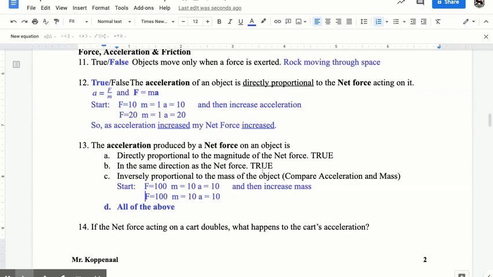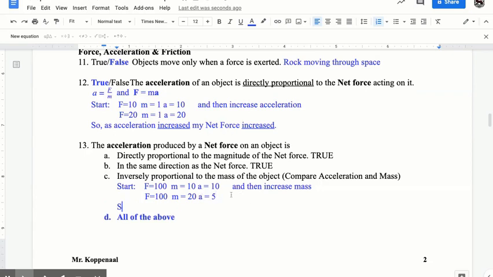Okay, so if I increase mass, so mass goes up to 20. It's not asking me to compare force, so I need to keep force the same. I need to keep it the same. No ifs, ands, or buts. So acceleration is now, I'm going to delete it because I don't know what it is yet. So the equation is force equals mass times acceleration. So mass 20 times what is going to give me 100? Well, 20 times 5 is going to give me 100.